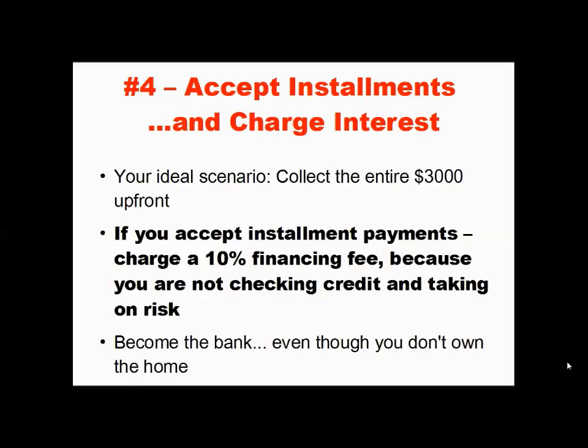But sometimes you'll find that maybe the person is short on the $3,000 and they don't have all of it up front, and they need to make payments, and maybe you're having a hard time selling the house. So you accept installments on the option. Now, you're taking a risk by doing that because, remember, we're not checking credit on these deals. So obviously you want to do your due diligence.